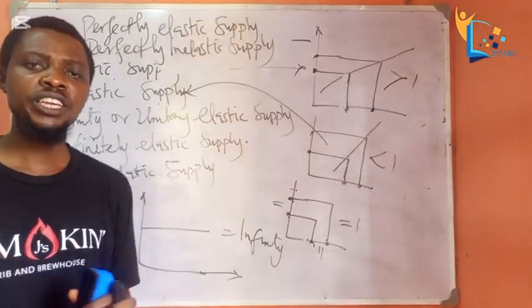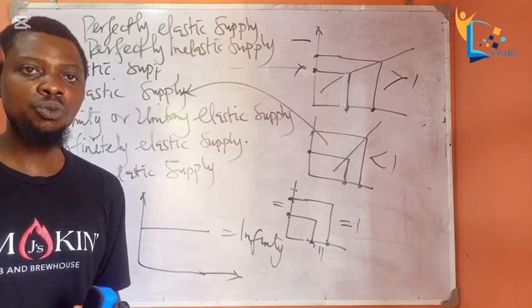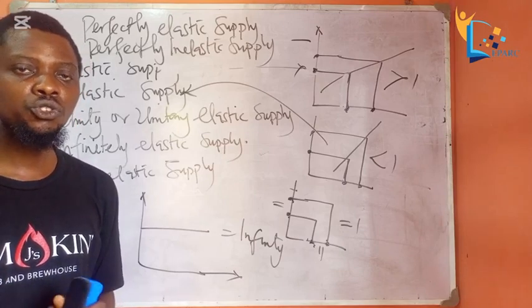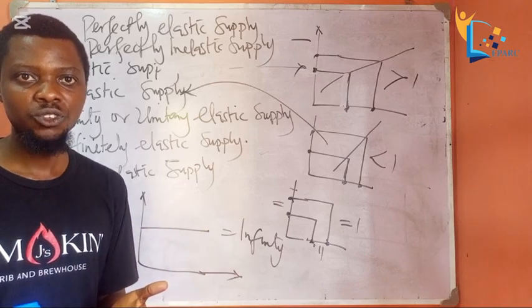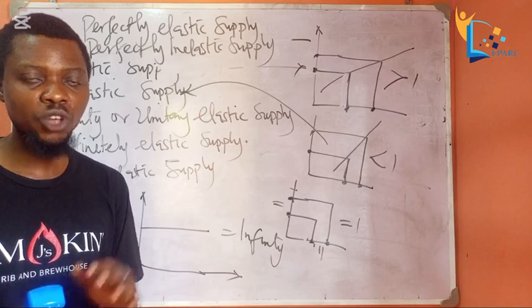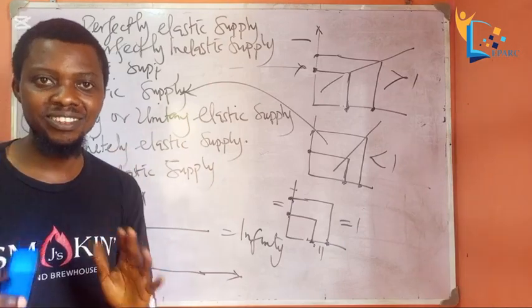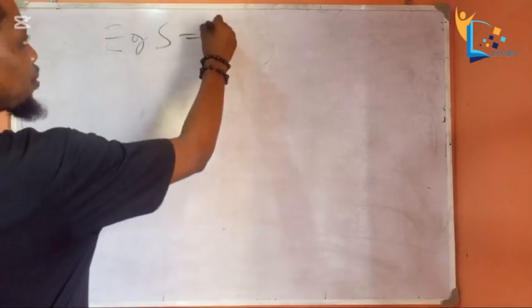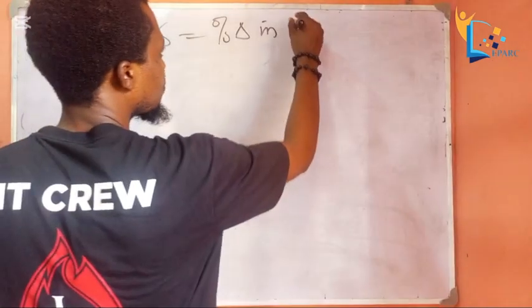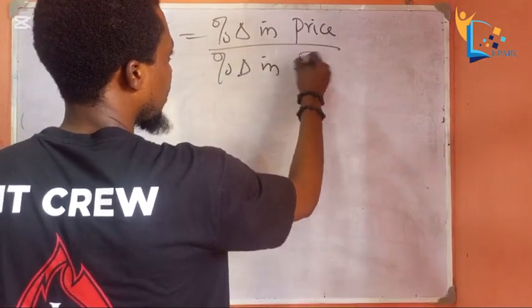Now when we were dealing with elasticity of demand, we solved the question. Now I will share a question on the screen so that you try it out for yourself. Are we together? I'm going to give you the formulas and the parameters on which you calculate elasticity of supply: percentage change in price divided by percentage change in supply.